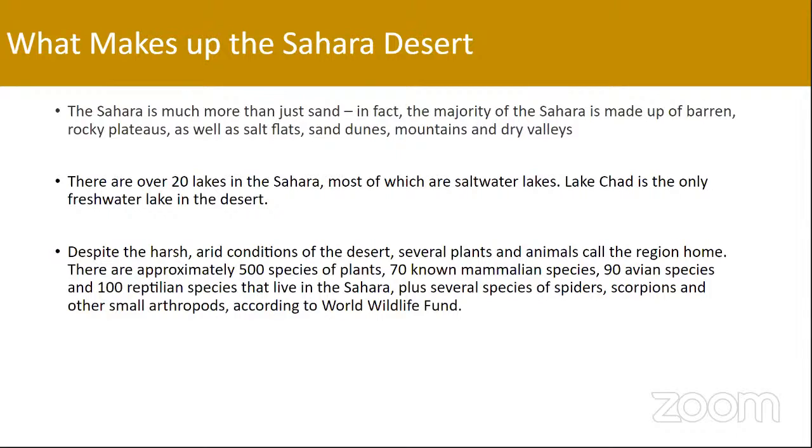But despite the harsh conditions of the desert, there are several plant and animal species within this area. There are about 500 species of plants, 70 species of mammals, 90 avian species, and about 100 reptilian species across the Sahara Desert. There are also several species of spiders, scorpions, and other arthropods, according to the World Wildlife Fund.